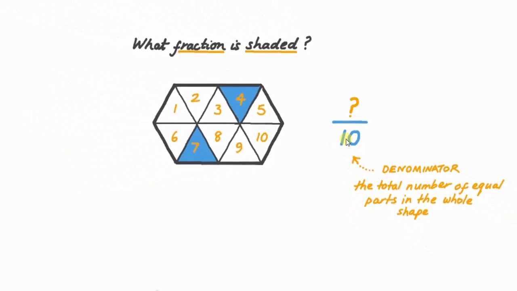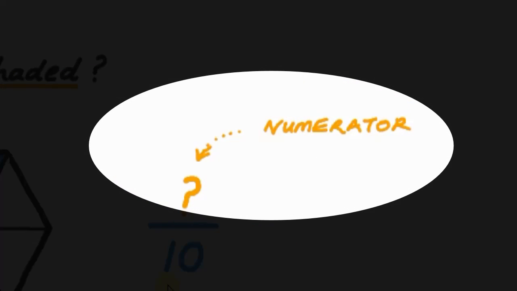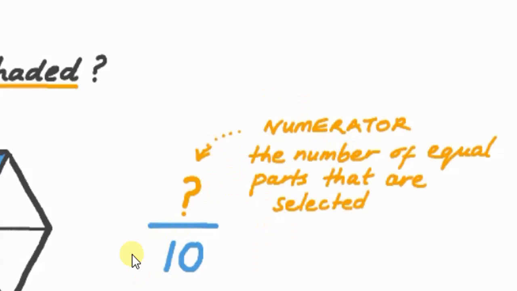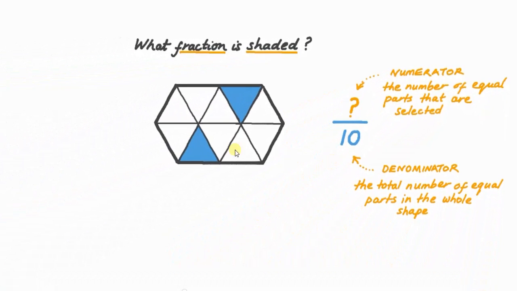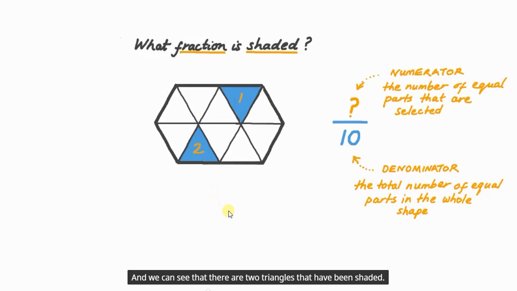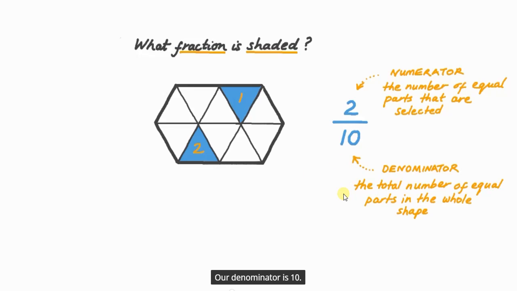Now heading to the top number, which is the numerator. The numerator represents the number of equal parts that are selected. In this example, we have 2 parts selected or shaded, 1, 2. There are 2 triangles shaded out of a possible 10 triangles. Our numerator is 2, our denominator is 10, and the fraction that's shaded is 2 tenths.